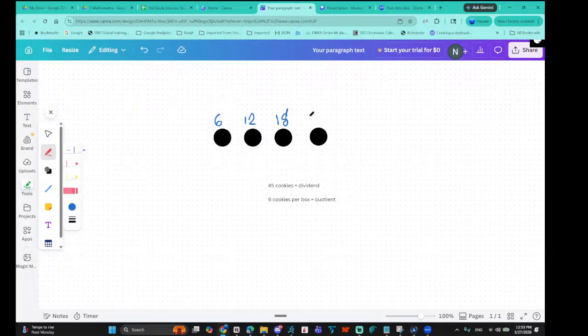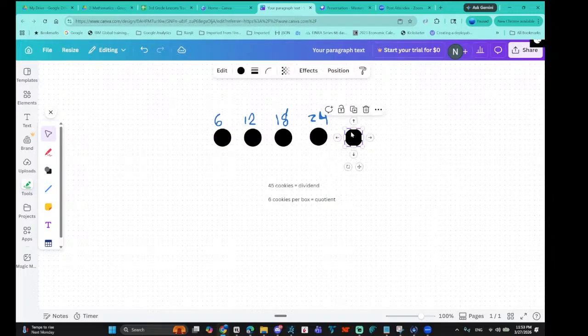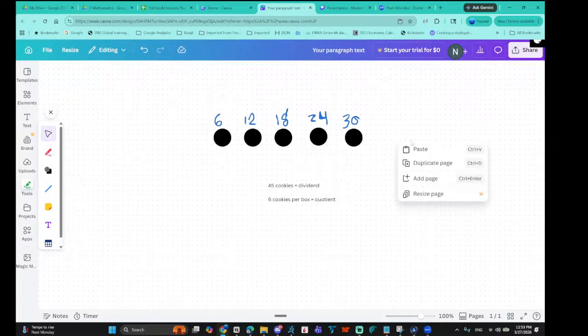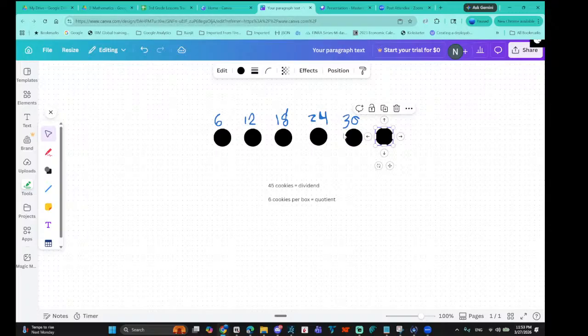And so basically, you will just keep doing these boxes of 6 until you reach 45. So 18 plus 6 is 24. And then this is 30. And this is 36. And this is 42.